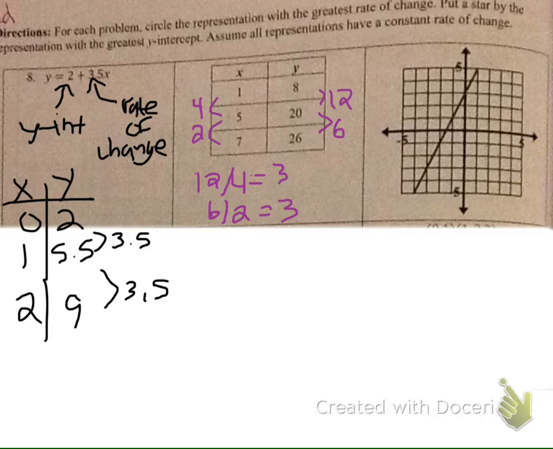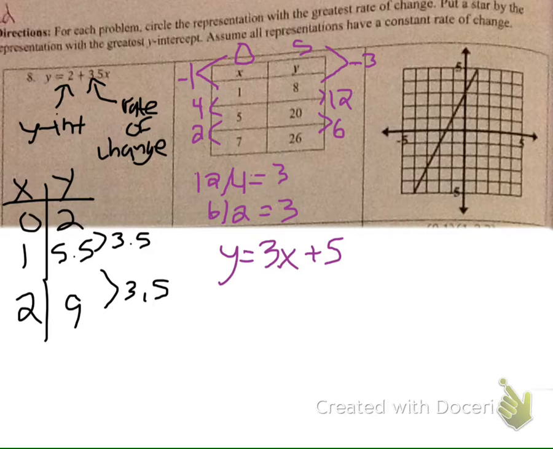And I need to find my y-intercept by working backwards, so I need to get to where x is 0. I'm going to subtract 1 on the x side. And then I have to subtract my rate of change, which is 3, so I'm going to subtract 3 on the y side. 8 minus 3 is 5. So I can write my equation: y equals my rate of change, 3x, and then my y-intercept, which is 5.